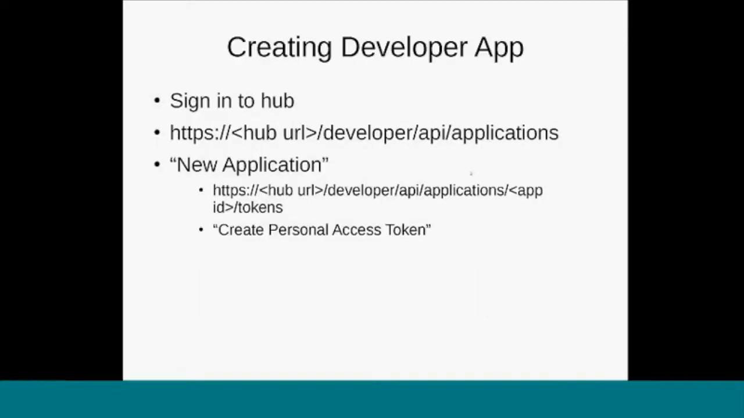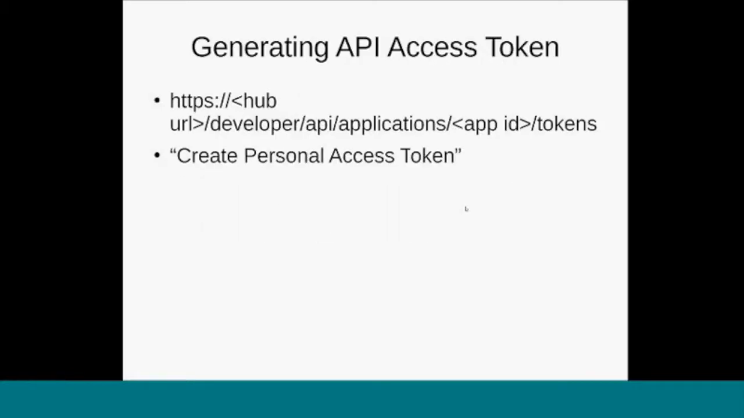So in order to create a developer app, you'll go to your Hub's /developer/API/applications URL. You'll click on the new application and you'll create a personal access token from there. It's pretty straightforward. But if you get stuck, I'll give out my email and you can feel free to send me any questions. Yeah, and once you have that application generated, you just click Create Personal Access Token.